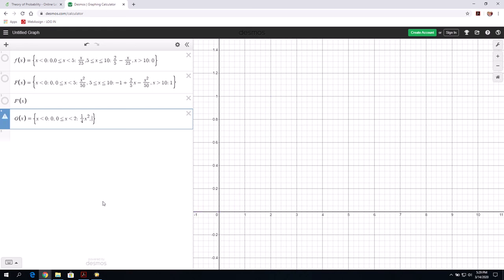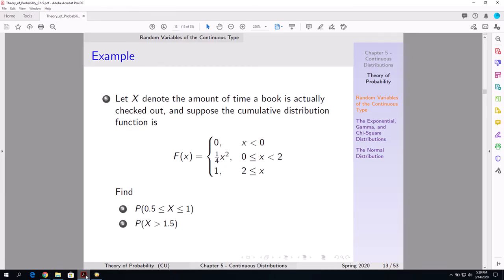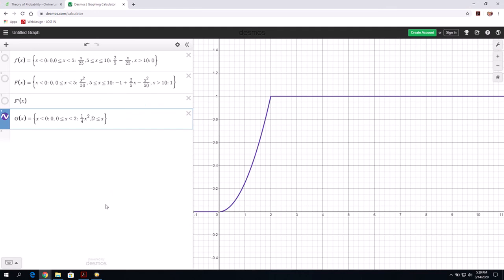And then for 2 less than or equal to x, what is this? Oh, right. For x greater than or equal to 2, it's just 1. That's it. There it is. There's our thing right there.